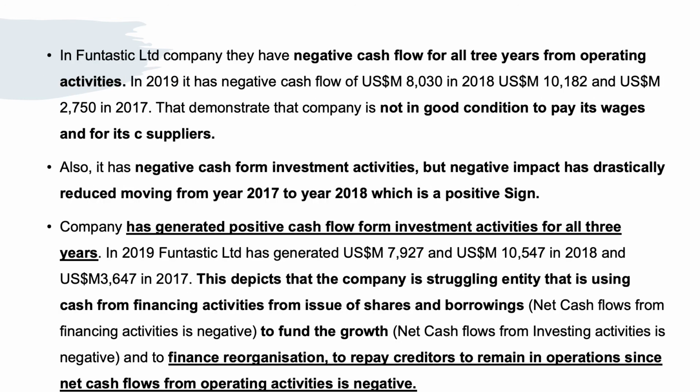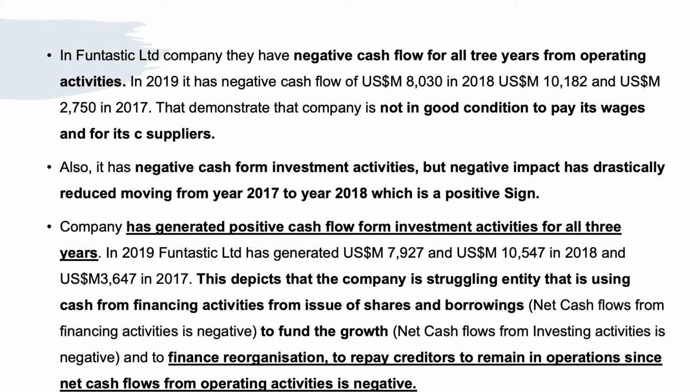Looking at the financial health of Fantastic Limited, they have generated negative cash flow from operating activities for all 3 years, and it demonstrates that the company is not in a good condition to pay its wages and its suppliers. Also, it has negative cash from investment activities, but the negative impact has drastically reduced, moving from year 2017 to year 2018, which is a positive sign. Also, the company has generated positive cash flow from financing activities for all 3 years.